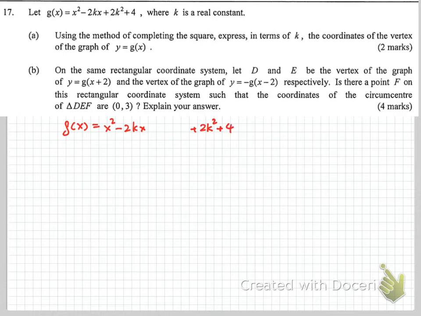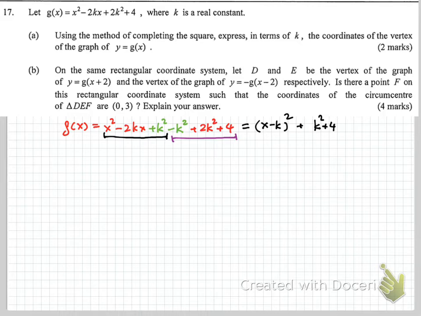In order to complete the square, we need minus 2k divided by 2, which is minus k. Take the square, it is k squared. So we need to create a plus and minus k squared out of nothing. The previous terms go to the complete square, so that is (x minus k) squared. And the residue, we collect into the constant, that is k squared plus 4.